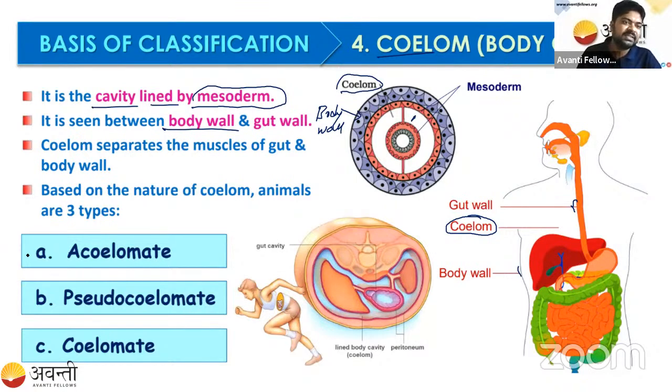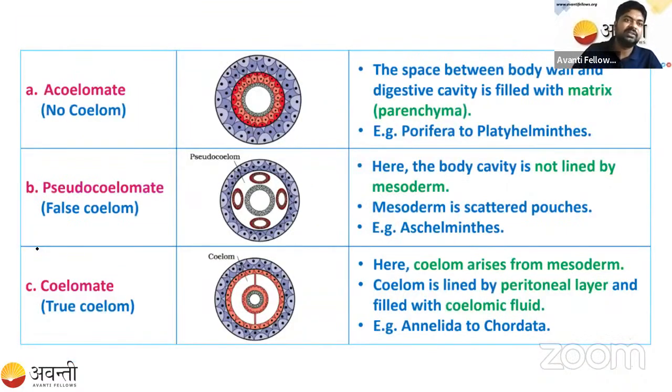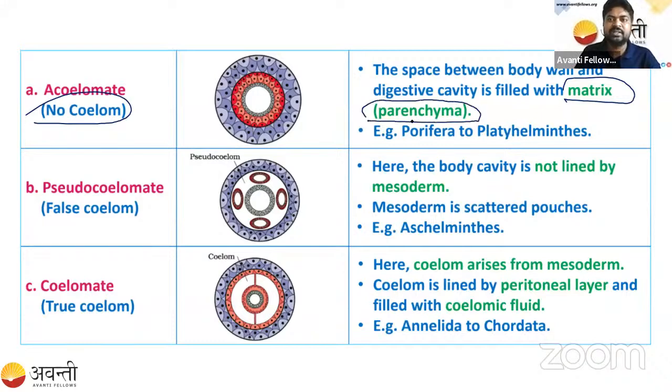So coelom separates the muscles of gut and the body wall. Simple thing, clear? Next, there are three types: acoelomate, pseudocoelomate and coelomate. We go one by one. First is the acoelomate, which does not contain the coelom. Here you can see the space between the body wall and digestive cavity is filled with the matrix, that means parenchyma, here are the parenchymatous cells. In this case coelom is not present, and that's why it is known as the acoelomate.